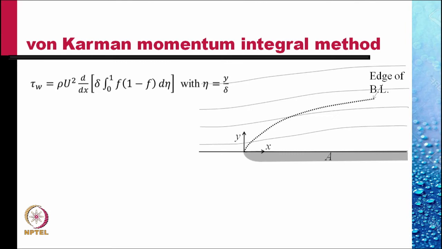von Karman momentum integral equation. We obtain tau w in terms of the momentum thickness, and that is the expression that we have with eta is equal to y by delta. The momentum thickness is written like this.